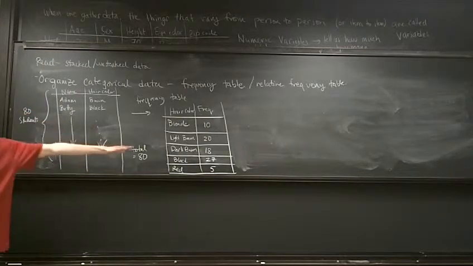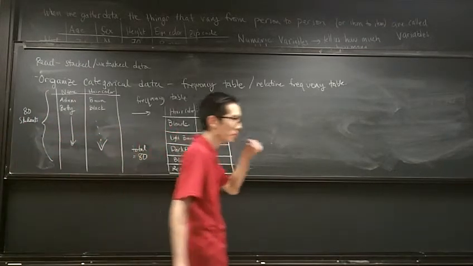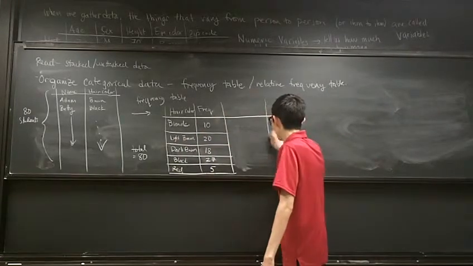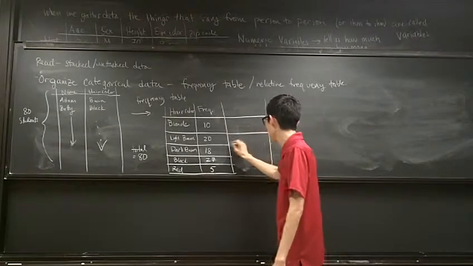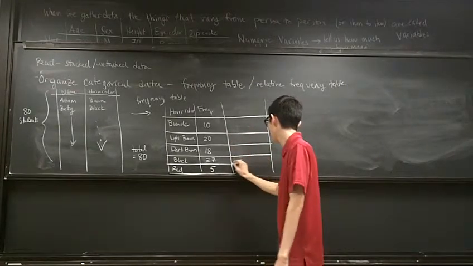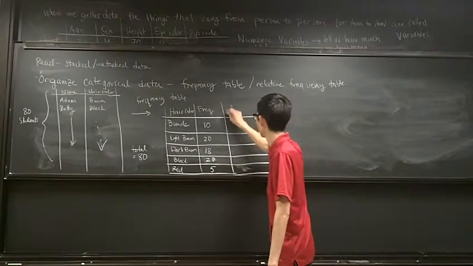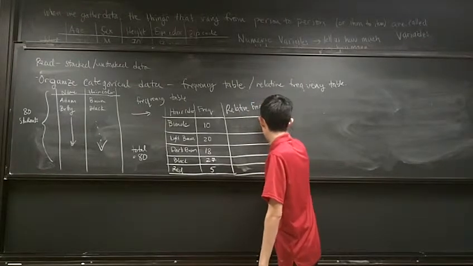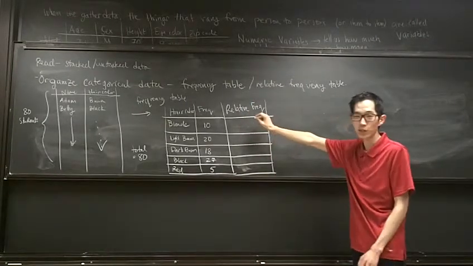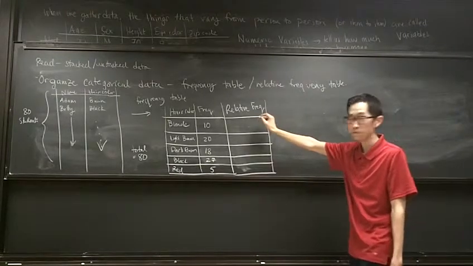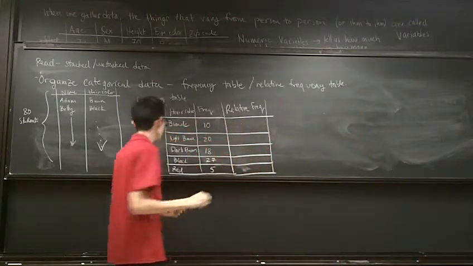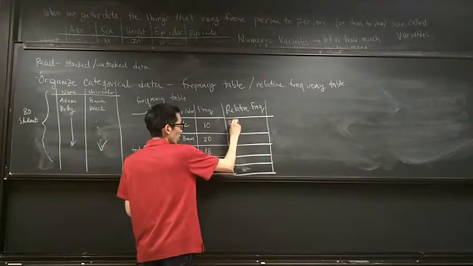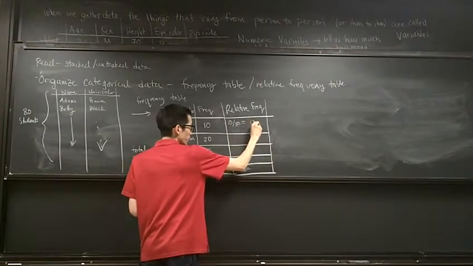We can go from here to here, no problem. A relative frequency just takes the frequency column and turns the values into percentages. If I want to turn this into a percentage, what would I do? Divide by 100? No. How many students total do I have? 80. I would do 10 divided by 80, and I would get 12.5%.